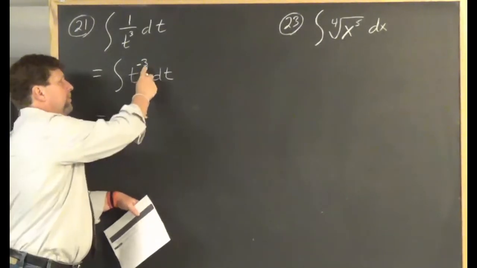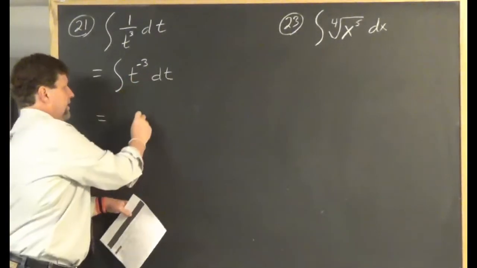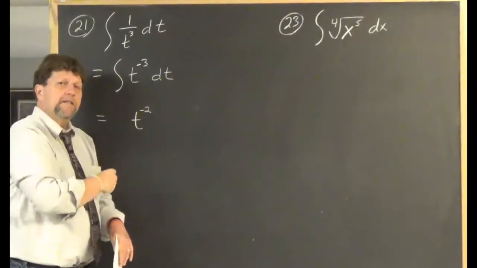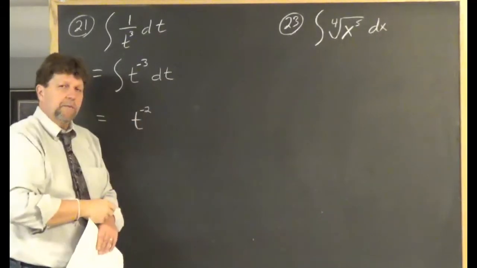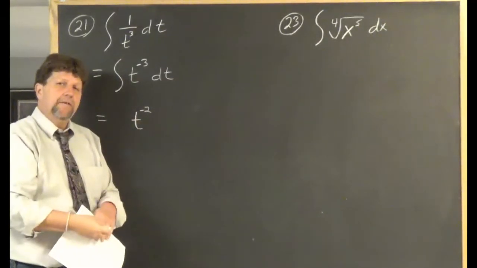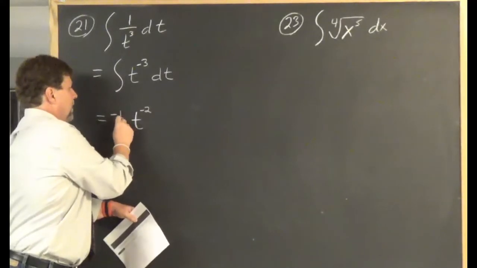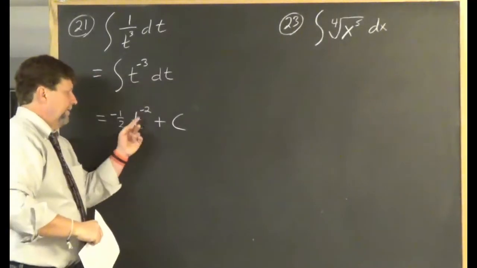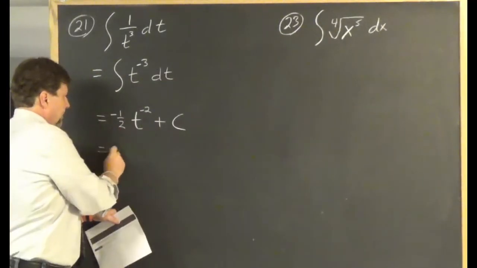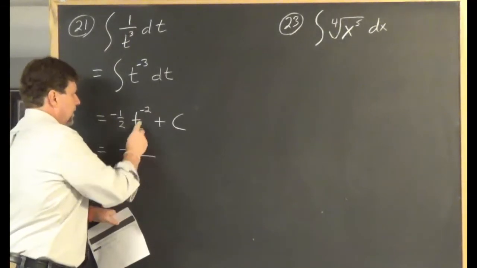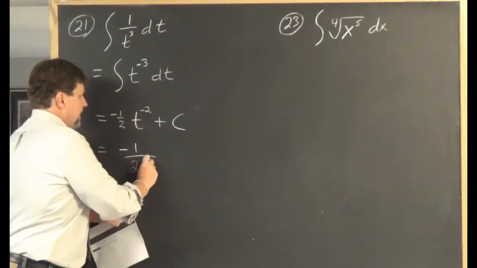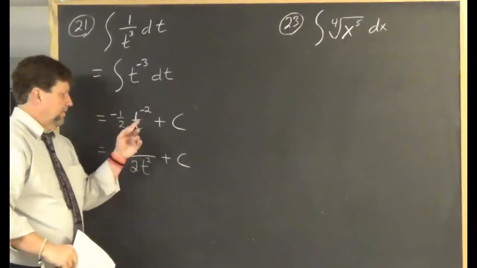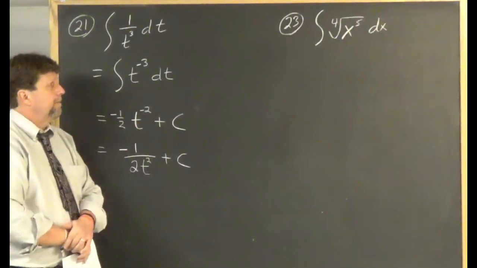So the power rule: add 1 to the exponent. That gives us a negative 2. The little multiplier in front is the reciprocal of the new exponent. So the reciprocal of negative 2 is negative 1/2. And remember to tack on the plus c. And again, if I didn't want to see a negative exponent here, I could rewrite this as negative 1 over 2t squared plus c. So that's it for number 21.